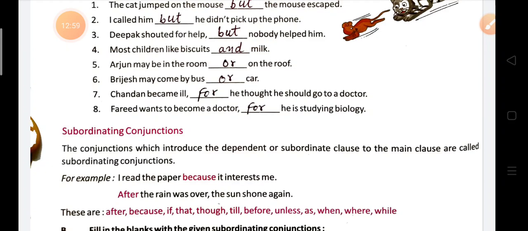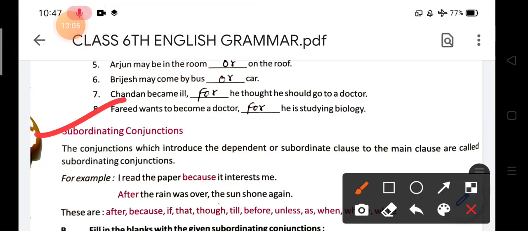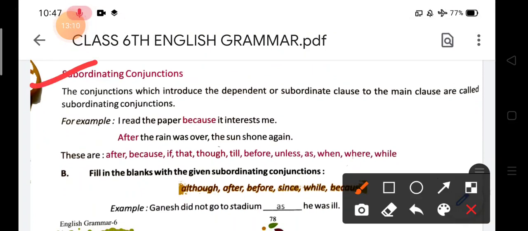So I read the paper. Through the example you will understand. First, once again, you see the definition that is given about the subordinate clause so that you can understand. So subordinating conjunctions are the conjunctions that always depend on others for their sense and for their meaning. So you will understand all this through examples and in detail. So the conjunctions which introduce the dependent or subordinate clause to the main clause are called subordinating conjunctions.